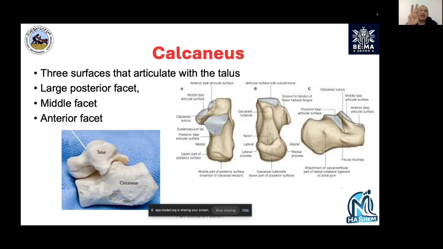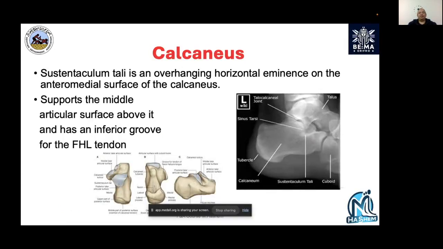He has to move the foot in the three planes at the same time, and this is unique to the shape of the talus, the shape of the calcaneum, and the subtalar joint. We'll go through this in detail, don't worry, but just try it.